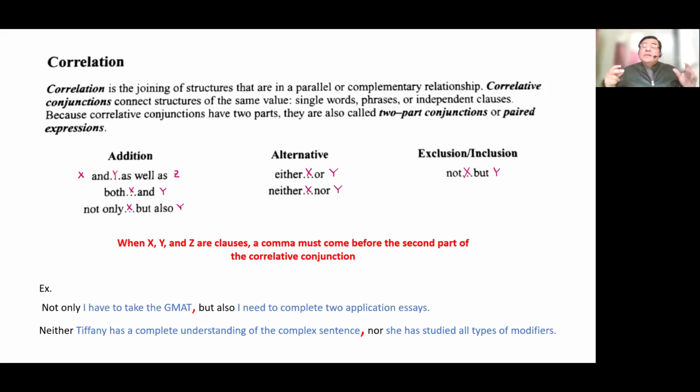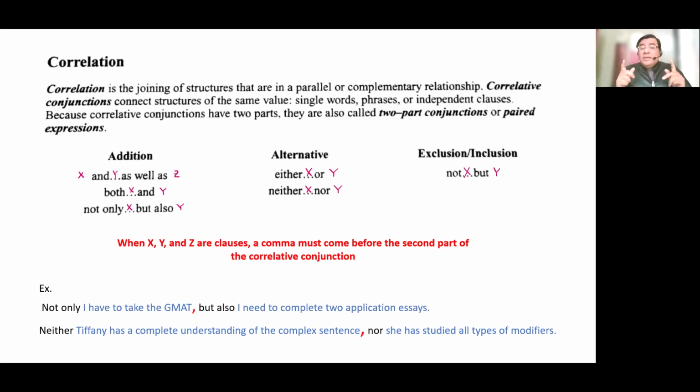We have, for example, some of these paired expressions to express addition of different ideas or words or phrases. For example, X and Y as well as Z. We have also both X and Y, not only X, but also Y. For expressing alternative between two items or ideas, either X or Y, neither X nor Y. And to express exclusion or inclusion, we have not X, but Y.